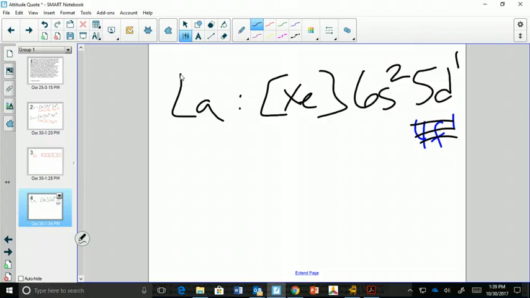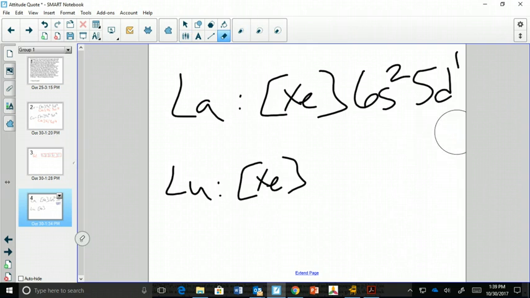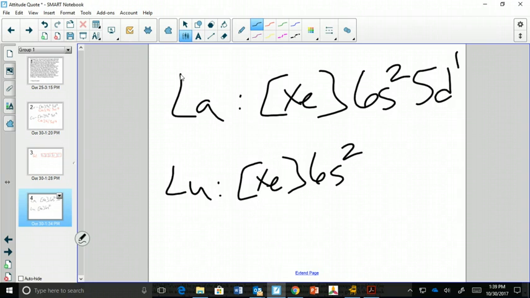Right, so these guys on the end, let's do that one. Lutetium, which is way down here on the very end of 4f, right? So again, same noble gas, xenon. Let's erase this so it's not in our way. Xenon, 6s2. Anybody? 4f14 and 5d1, because we can't forget about lanthanum, right?